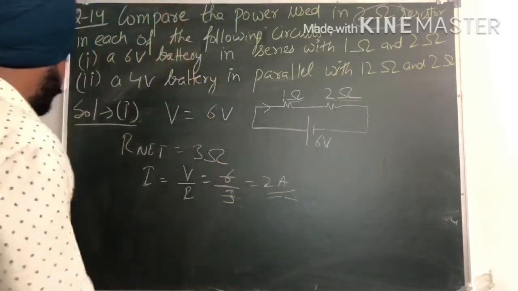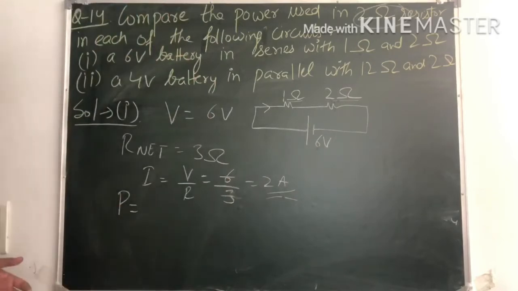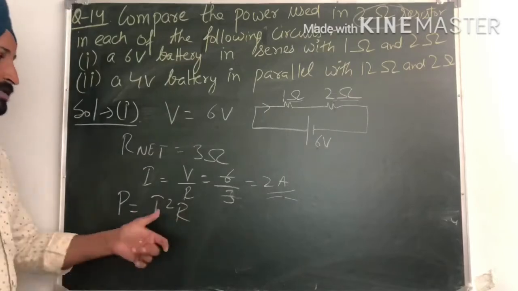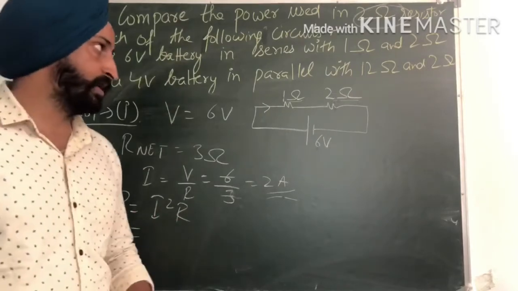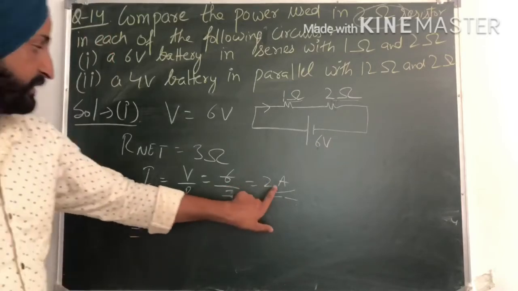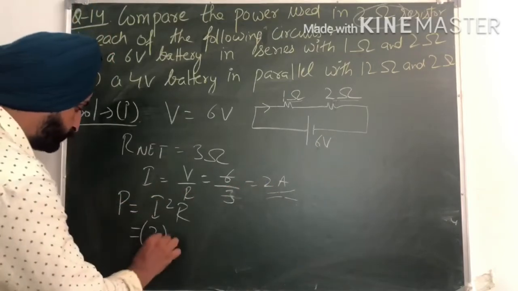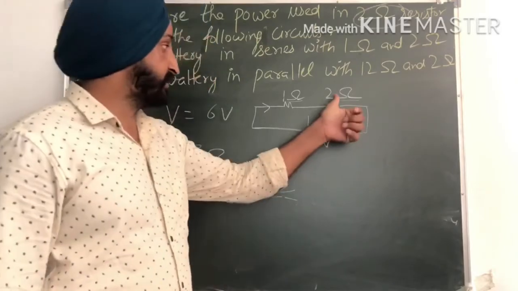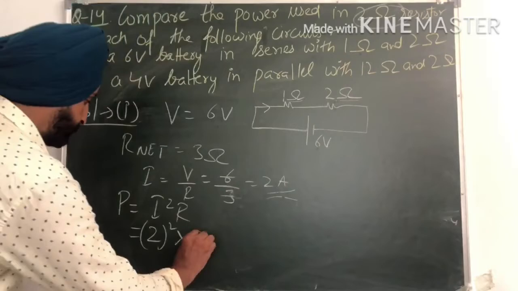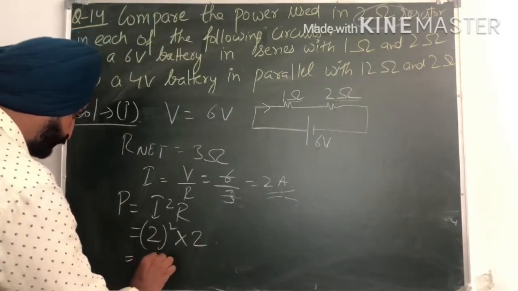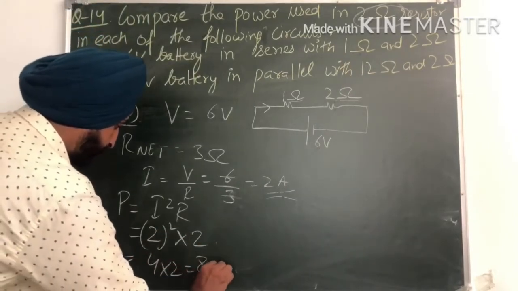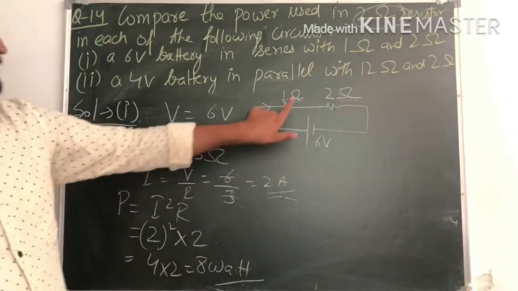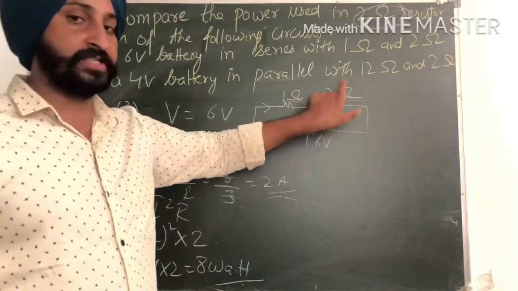So I have the formula for power which is P is equal to I square R. So I will be using this formula as this will be easier to calculate over here. So what is current? Current is 2 ampere, so square of 2. And what is resistance across which we want to calculate the power? Resistance is 2 ohm, multiplied by 2. So our answer would be 4 into 2, that is equal to 8 watt. Fine. So 8 watt is the power which is being used by this 2 ohm resistor.